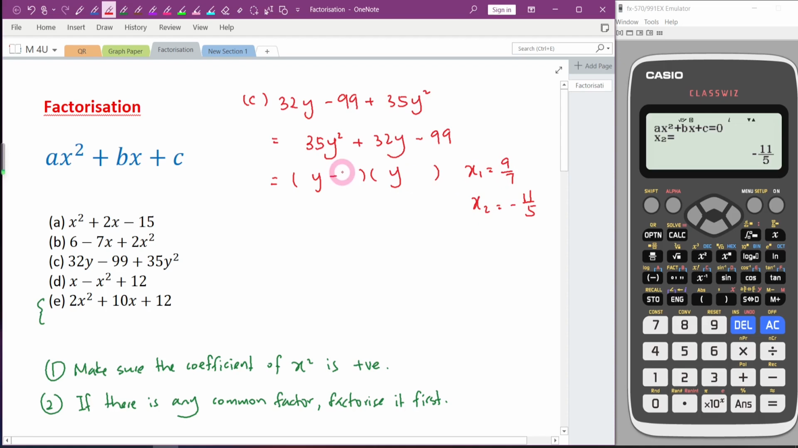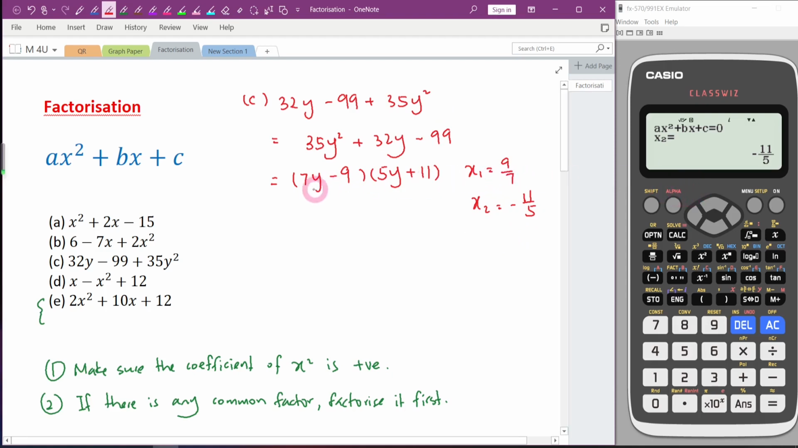Positive, we write negative. We only write negative 9 minus 9. The 7, we write it over here. This, you see a negative sign, we write positive, plus. We only write 11 here. 5, we write over here. Okay, so this is the way how we use the calculator to help us do the factorization.